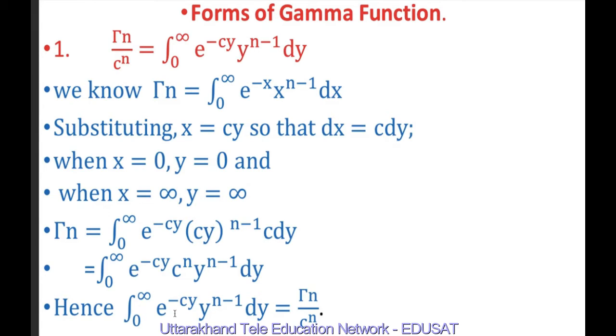Hence integral from 0 to infinity e raised to power minus cy, y raised to power n minus 1 dy is equal to gamma n upon c raised to power n. Because c to the n is constant, we can write it outside the integral and we may shift it to the other side. So it will be gamma n upon c raised to power n. So inside it will be e raised to power minus cy, y raised to power n minus 1 dy. So we have proved that gamma n upon c raised to power n is equal to integral from 0 to infinity e raised to power minus cy, y raised to power n minus 1 dy.